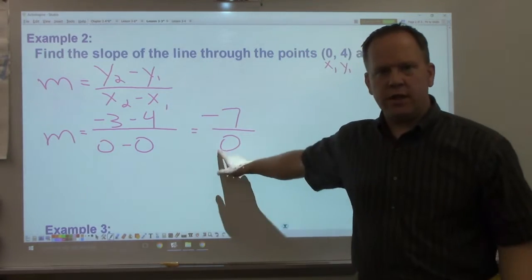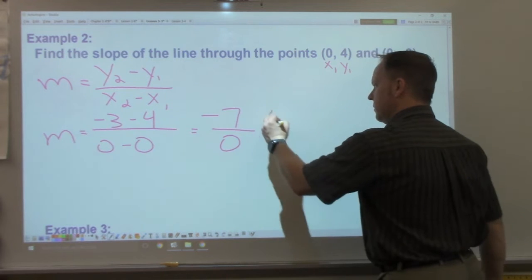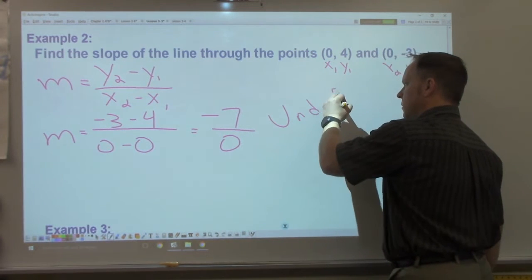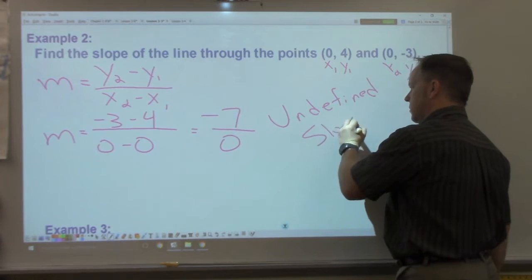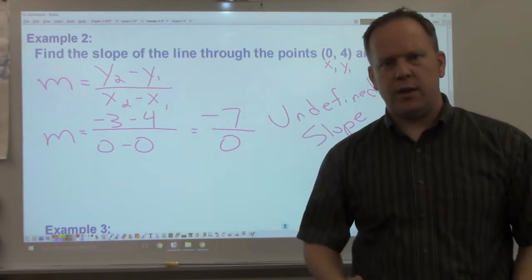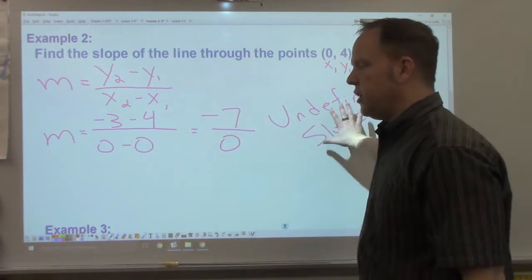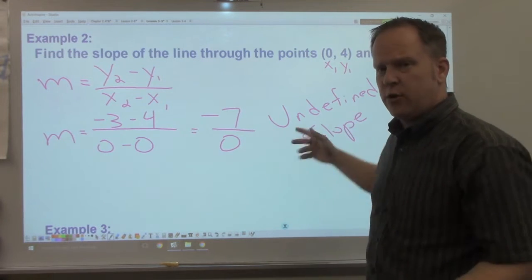Notice, I have a 0 in the denominator. Can you divide by 0? No. This is an example of undefined slope. If I were to plot these 2 points, one would be right on top of the other. It's a vertical line. Please do not ever write no slope, because if you write no slope, do you mean undefined or do you mean 0?